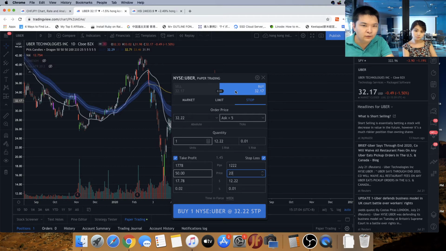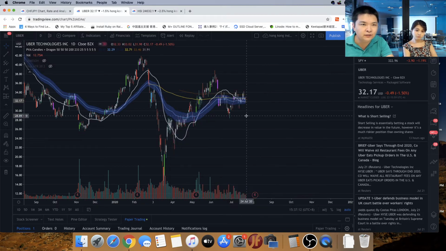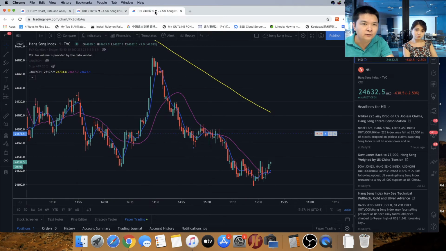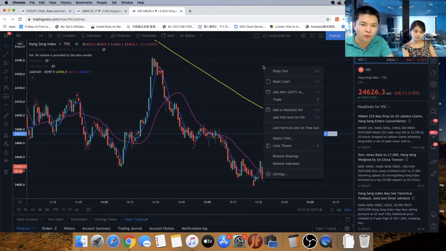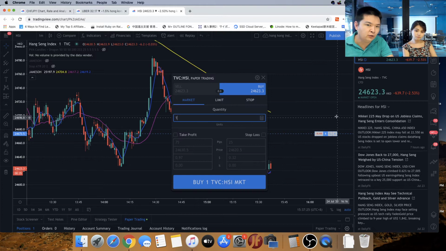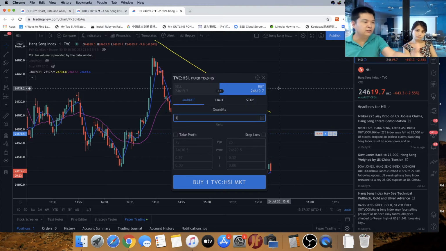Here, because it's not trending, the buy price and the sell price are the same. But once the market is trending, let's go to this one, because this one is trending. You set one position here, right? So let's say you want to sell one more. You can actually add or create a new order. You can create as many orders as you want.